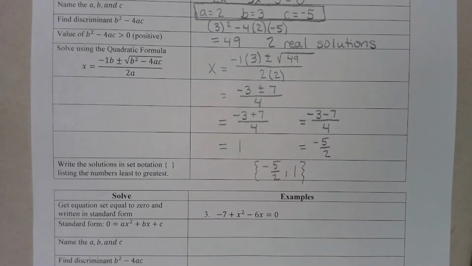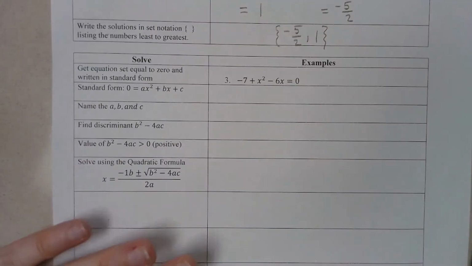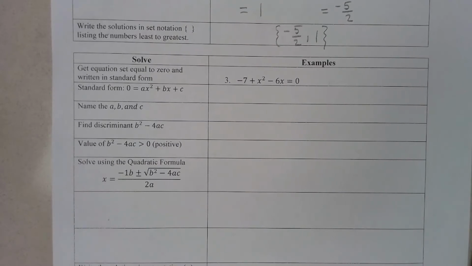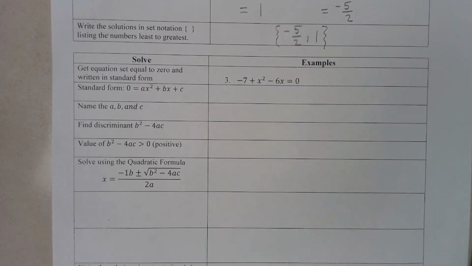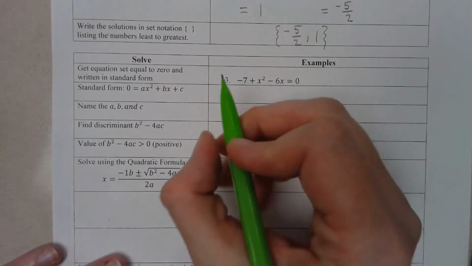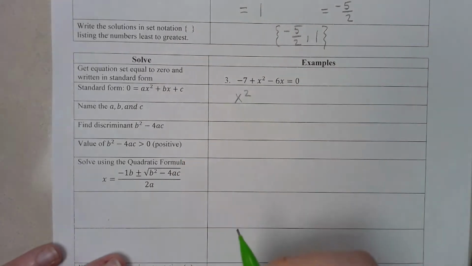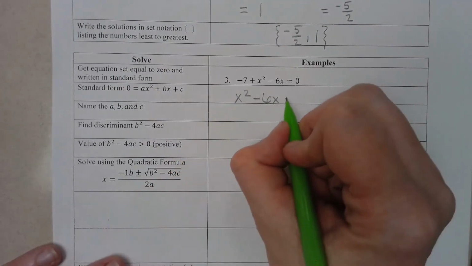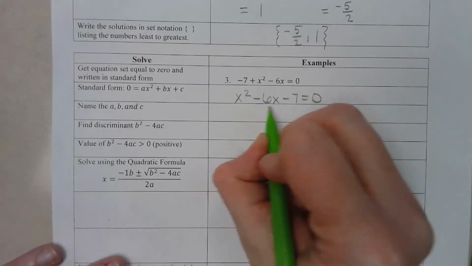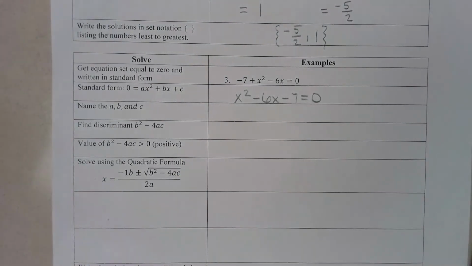Let's look now at example number 3. First, we need to get the equation set equal to 0 and written in standard form. We do see that this equation is already set equal to 0, but be very careful, it's not in standard form until we have our ax squared, then the bx, and finally the c. So that means we need to reorder these. Ax squared will go first, then our bx, and then finally the c. So rewriting those, x squared minus 6x minus 7 equals 0.